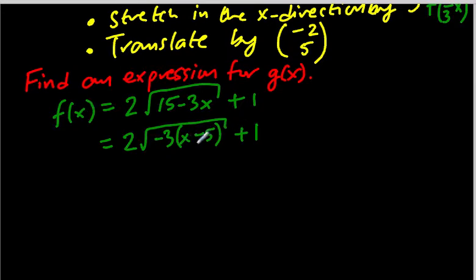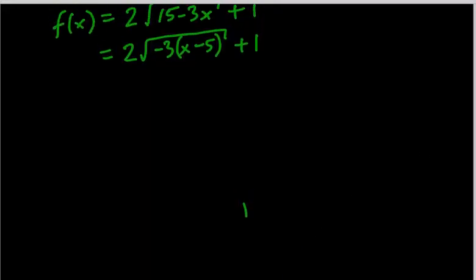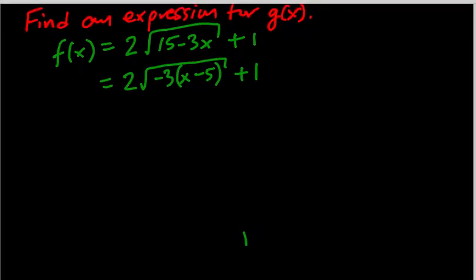And so what it tells me is from the parent function of the square root of x, we have a vertical stretch by a factor of 2, or a stretch in the y direction by a factor of 2, a stretch in the x direction by a factor of 1/3. There's a reflection in the y-axis, and then translation 5 to the right and 1 up. So anyways, let's draw a rough sketch of this, and we're going to apply transformations to this function.